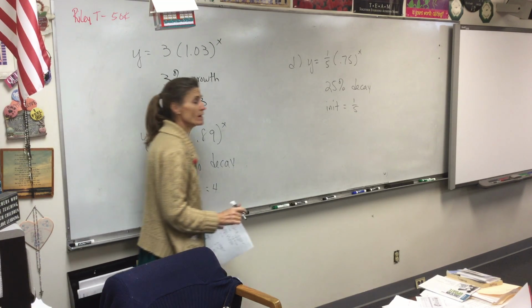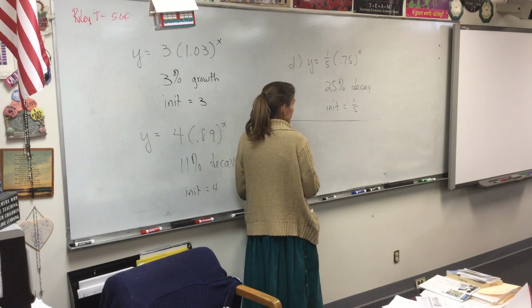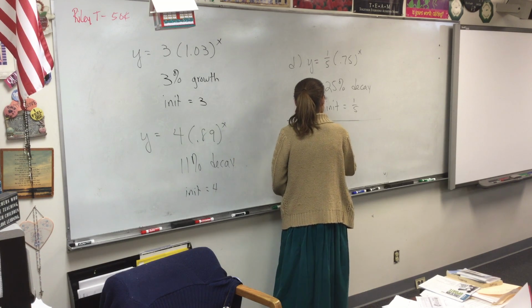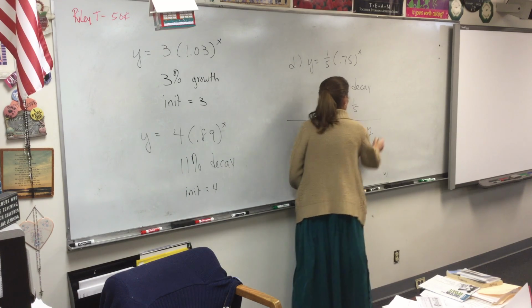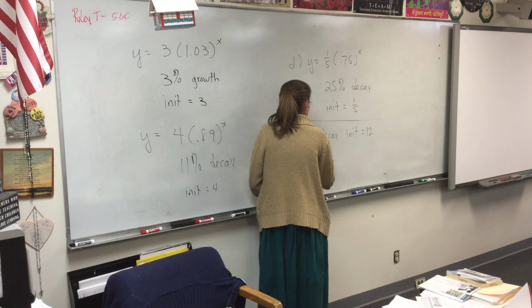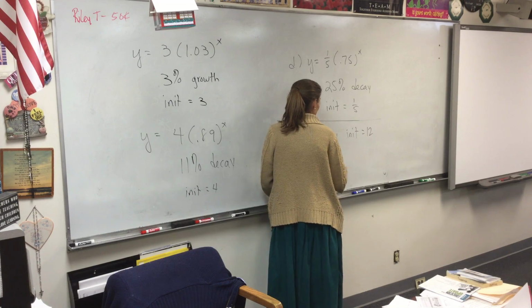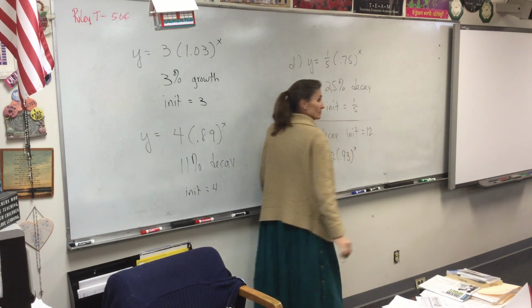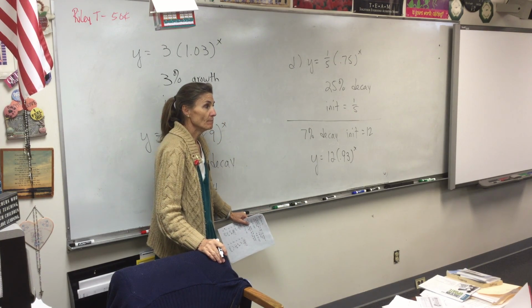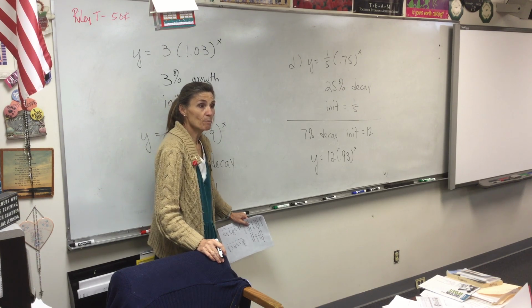Okay, what if on the quiz I got tricky and said, you write the equation. There's a 7% decay and an initial value of 12. Could you write the equation? Yeah. Y equals 12 times 0.93. That's it. Everybody okay with that? How do we get 0.93? Just use a jump. 1 minus 0.07. Right.